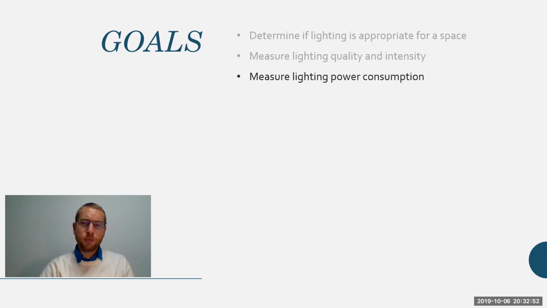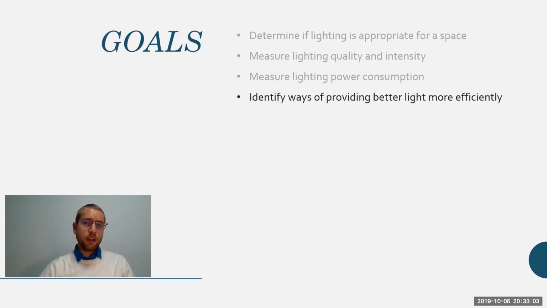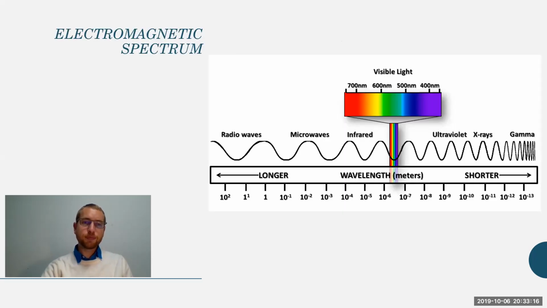We'll also go over measuring lighting power consumption, so how much energy is being used to generate the light in that space, and whether that's appropriate for building codes or not. All of those things should add up so that you can identify ways of providing better light to indoor spaces more effectively and more efficiently than what might be there originally.